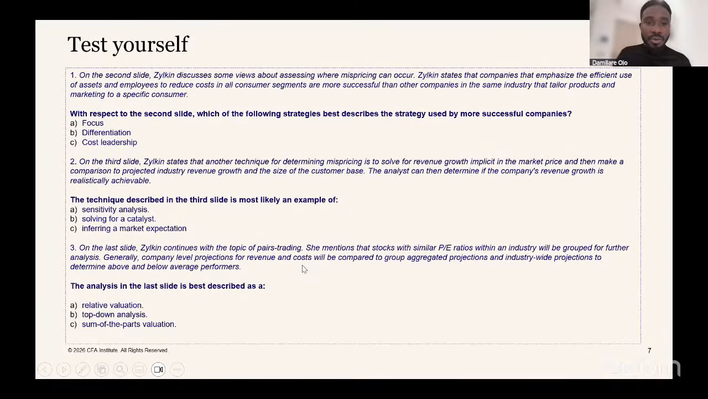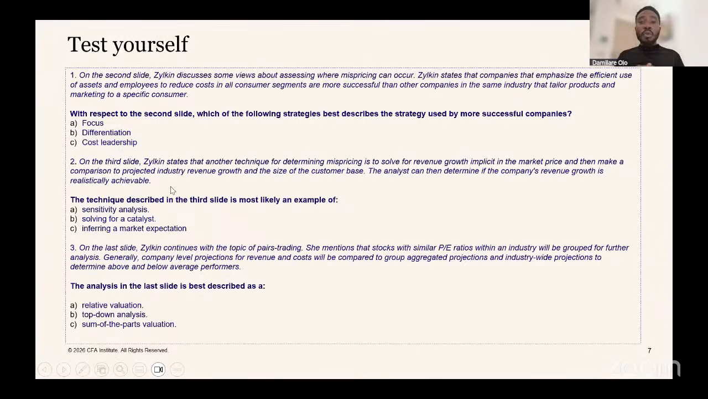Okay, I think I see what you mean by they look similar. The important thing for this first one is you most likely are under the same company. So yes, you have projected industry revenue growth, and then you have the size of the customer base of the particular company. Now, the analyst can then determine if the company's revenue growth is realistically achievable.